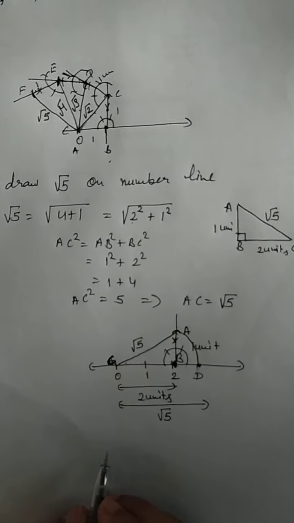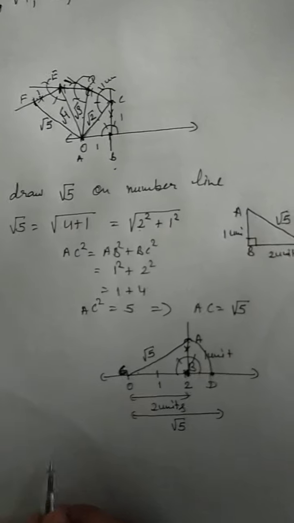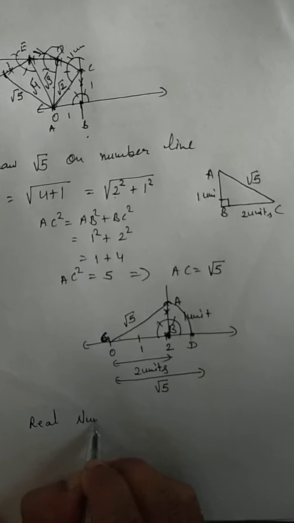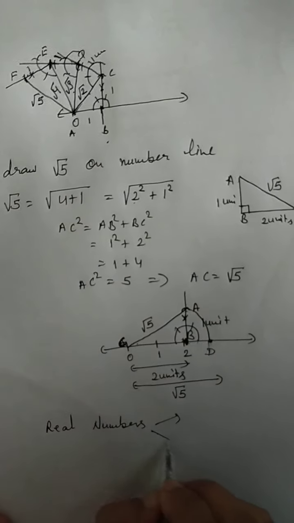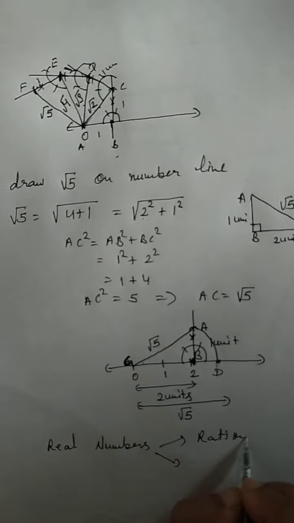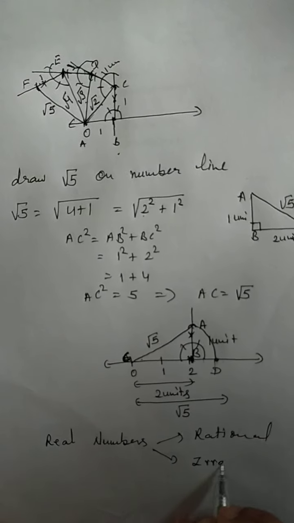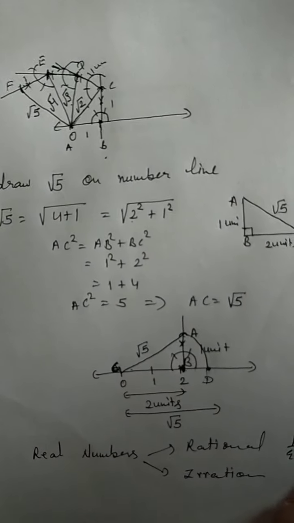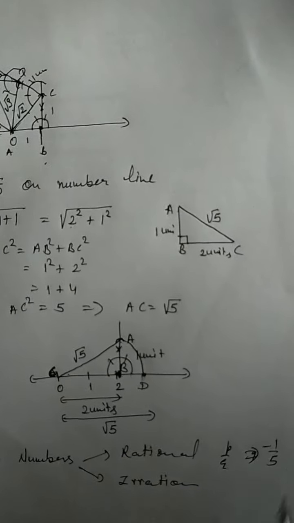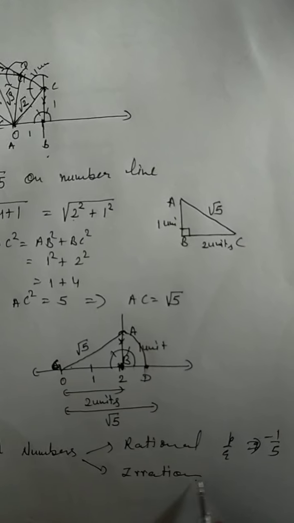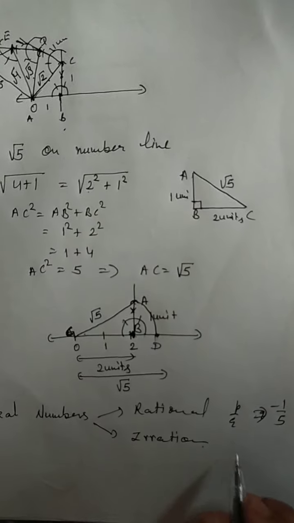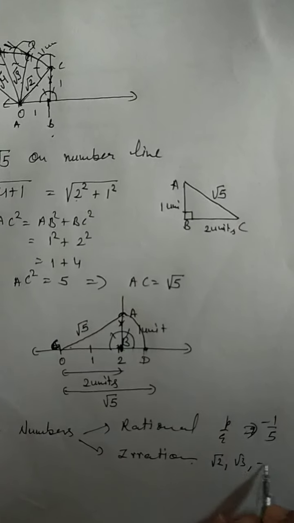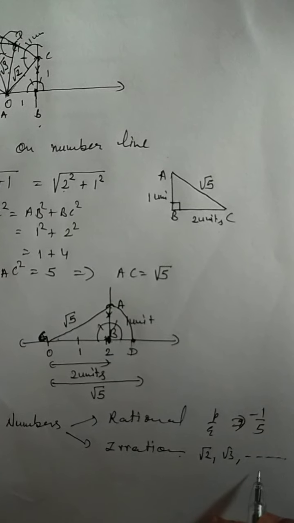So we were studying the number system. I told you real numbers and non-real numbers, and we will study only real numbers. Real numbers are of two types: rational numbers and irrational numbers. Rational numbers are in the form of p by q, for example -1/5, this is a rational number. Irrational numbers are numbers which cannot be written in the form of p upon q, and they are the square roots of positive numbers like square root 2, square root 3. These are the irrational numbers.